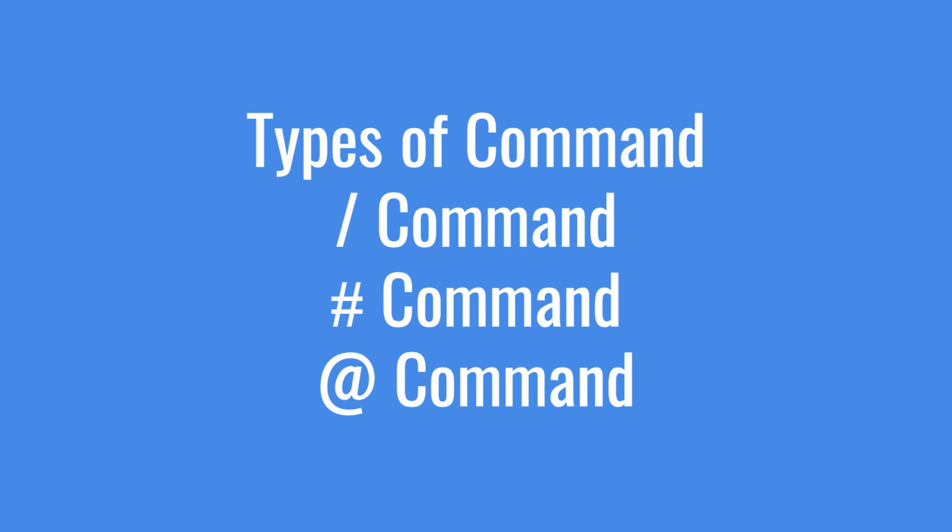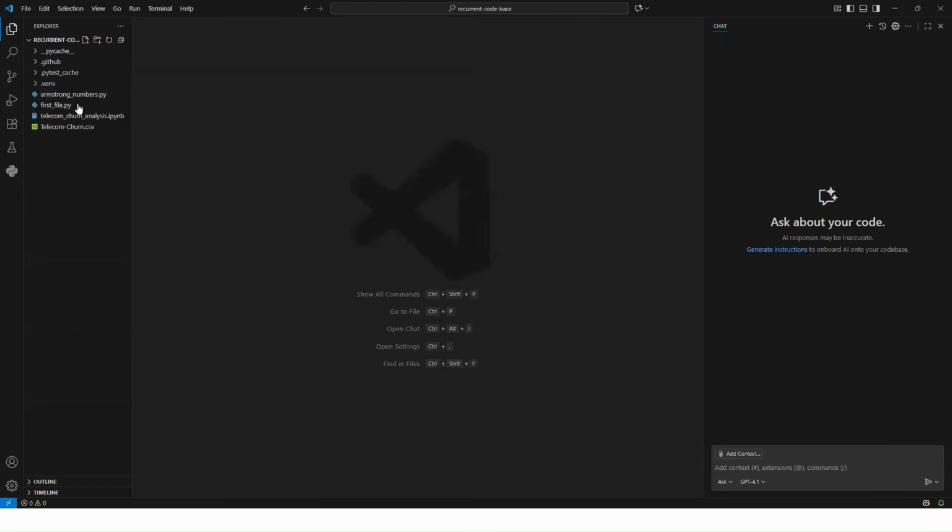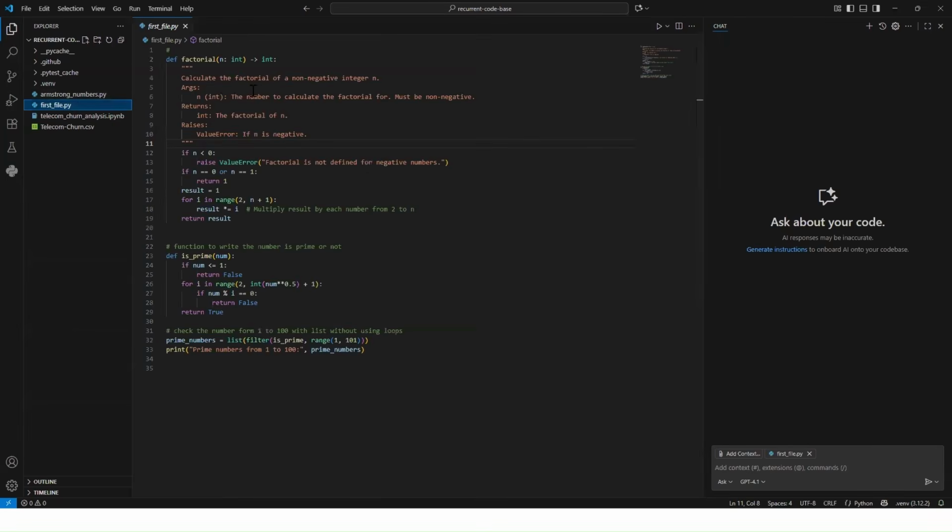Let's discuss a different type of command. We have slash, hash, and at the rate commands. Let's do it one by one. Let's start with the very first one, which is the slash command. So suppose I have created a file, which is the first file here, and a factorial number function is available and a prime number function is available.